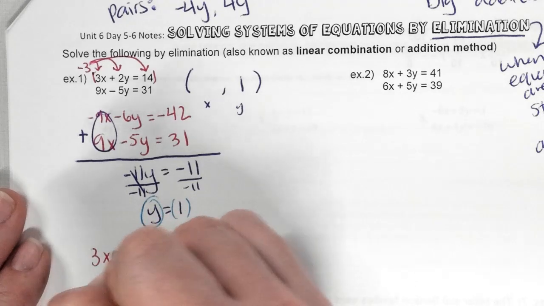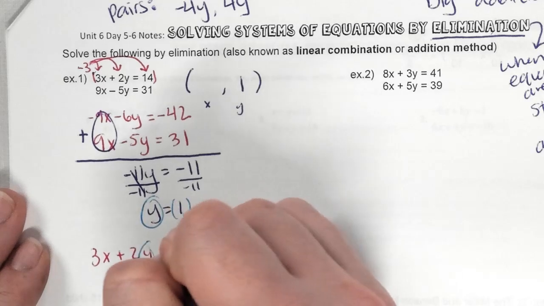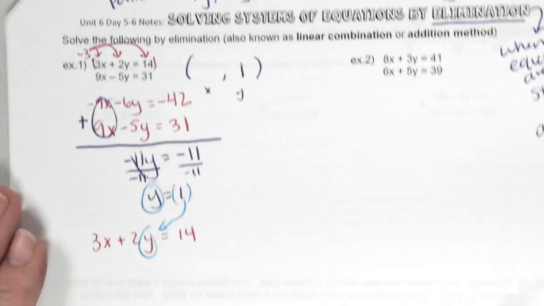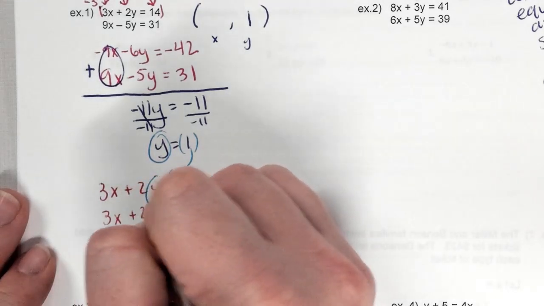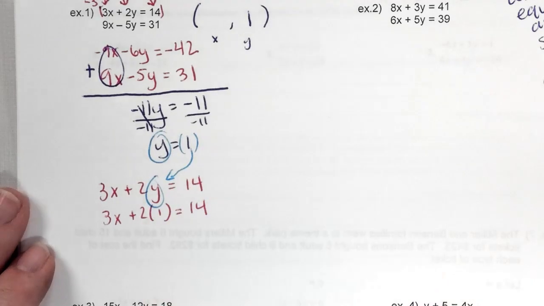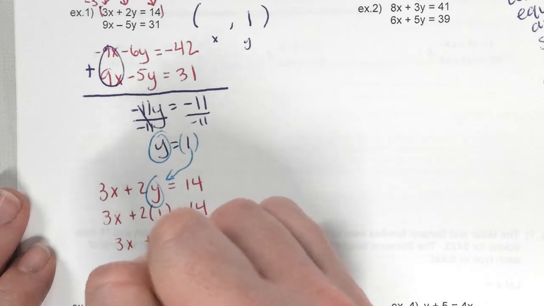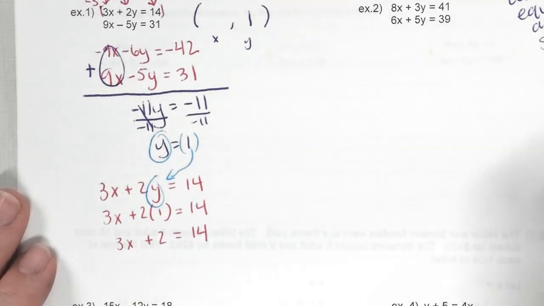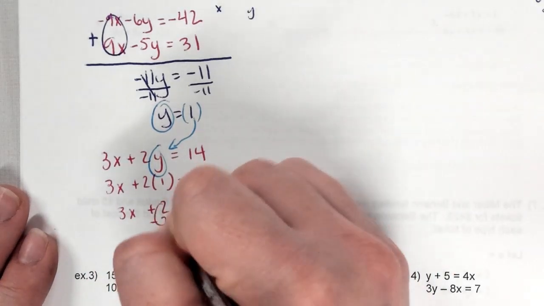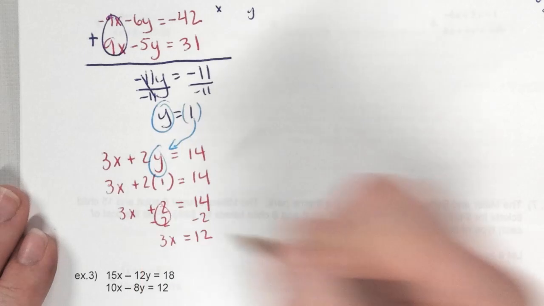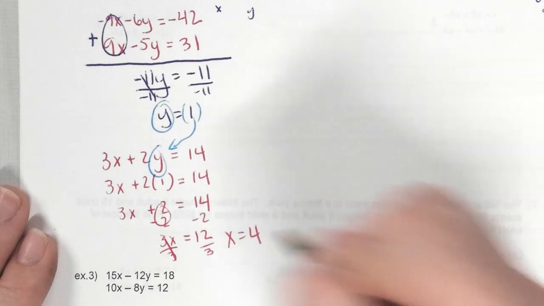I have 3x plus 2y equals 14. And I'm going to replace y with 1. Everybody okay with that? So I get 3x plus 2 times 1 equals 14. What's 2 times 1? Now, how do I solve that? Subtract both sides by 2. I get 3x equals 12. Divide both sides by 3. And I get x equals 4.